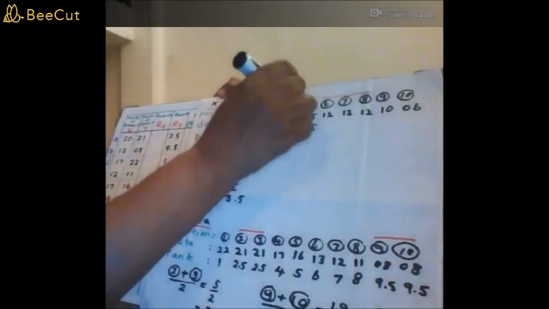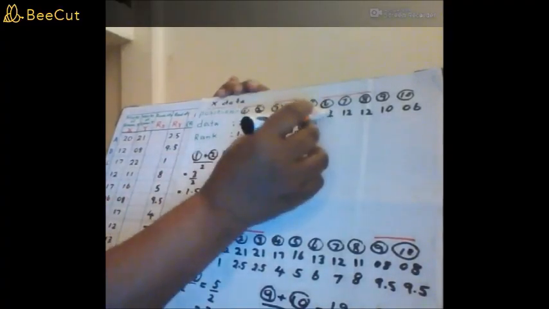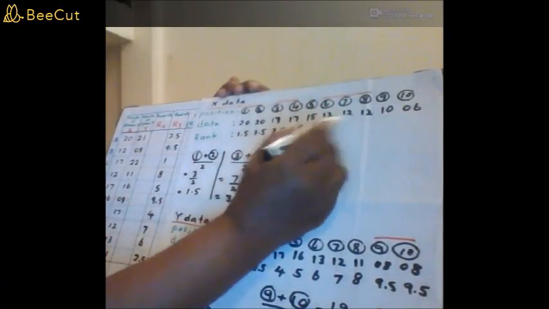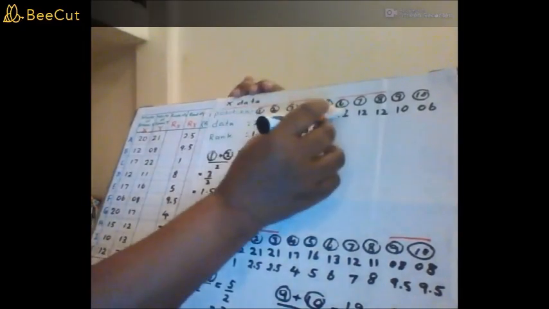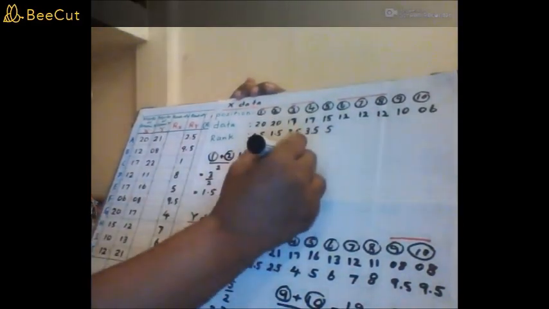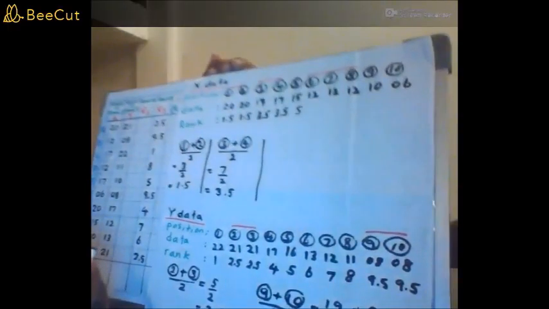Write 5 for this one. Look at the next one. Can we take this one? No, because there are 3 values. So what to do now? Same technique. What are the 3 values here?